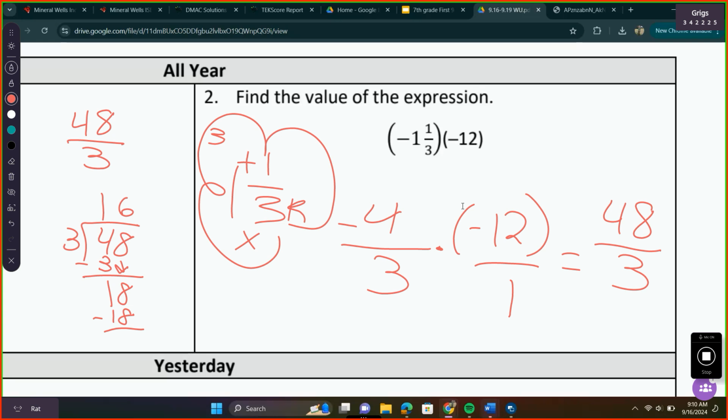18 minus 18 is? 0. So at the end, my answer is going to be what? 16. Positive or negative? A negative times a negative is a positive. So it's going to be positive. There you go. That one's hard. That'll work.